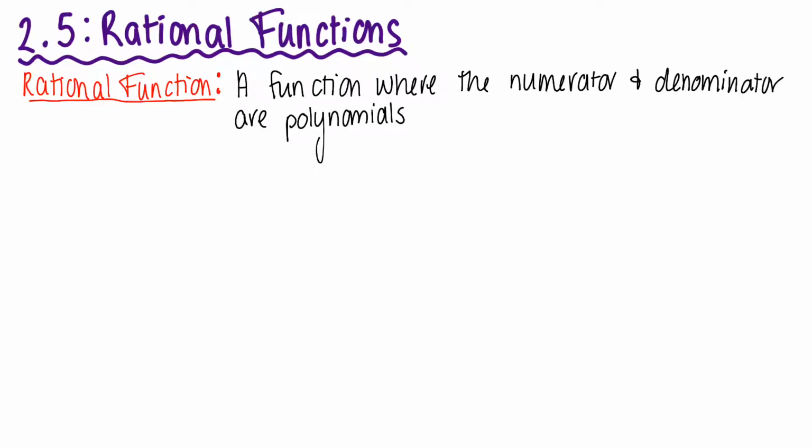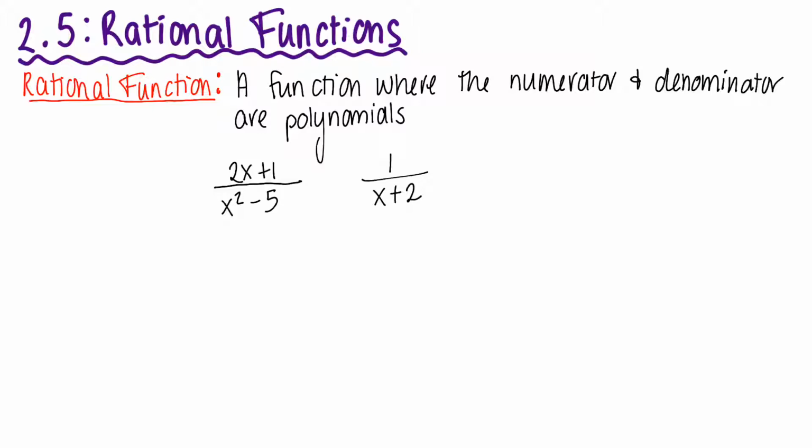2.5, rational functions. So a rational function is just going to be a function where the numerator and the denominator are polynomials. So something like 2x plus 1, that's a polynomial, over x squared minus 5, that's a polynomial. So if it's a polynomial over polynomial, this whole thing altogether is a rational function. Something like 1 over x plus 2, that's a rational function.